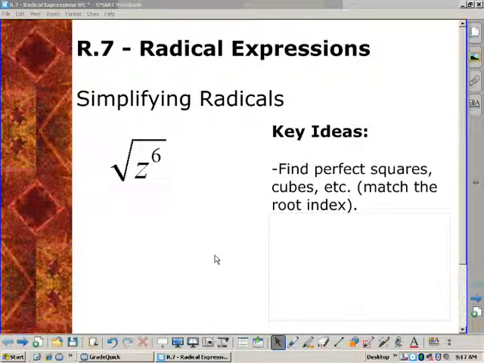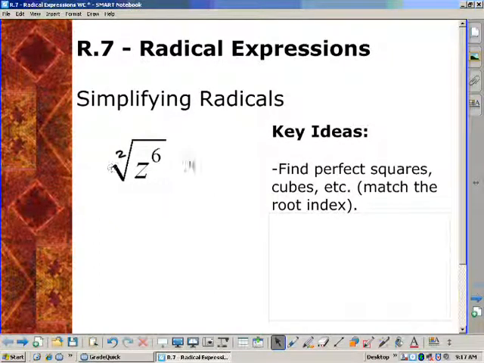First of all, let's remember that the key idea underneath the radical sign is that we want to be trying to find perfect squares, perfect cubes, etc. And we need them to match the root index. Like we had talked about prior to this, the root index is the number right here in the corner of the radical. Normally you would see a number there for cube roots or higher. Square roots, since mathematicians are inherently lazy, just got dropped off. And so there is a 2 there.